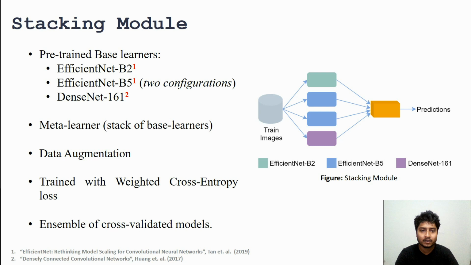Standard data augmentation techniques such as rotation, translation, flips, and cropping were applied dynamically at runtime for each epoch. Models across each level were trained using weighted cross-entropy loss to mitigate class imbalance.